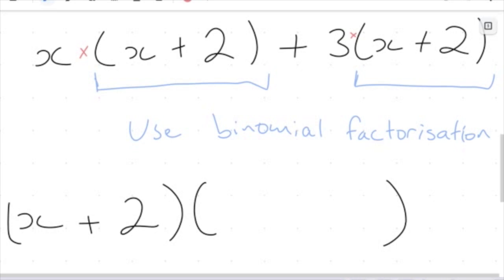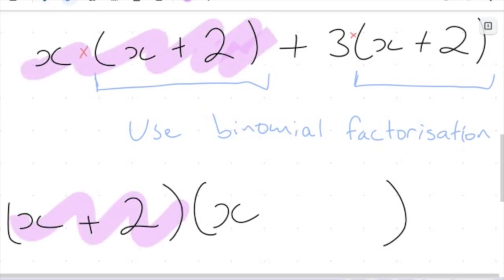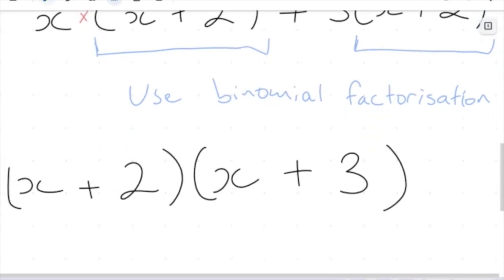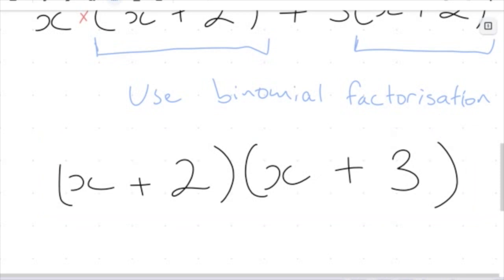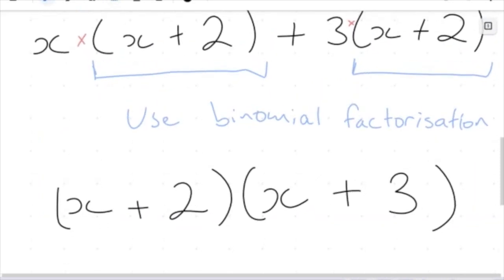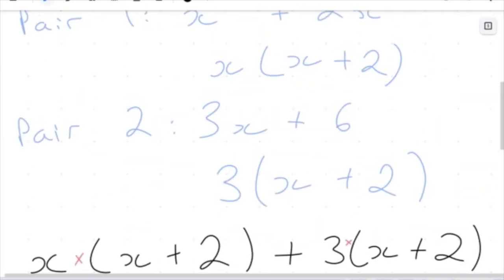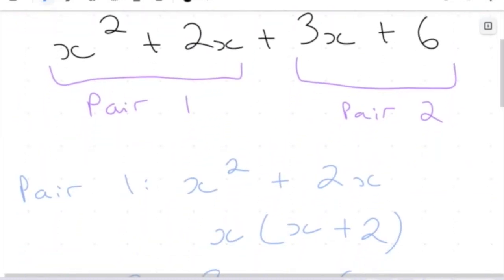Now, in my first term, I can see that x has been multiplied by x plus 2 in order to give me x outside of x plus 2. That's fairly straightforward. And the same thing happens for my other term, 3x, 3 outside of x plus 2. So when this is fully factorized, this looks like so. So we have provided a full factorization of this long expression here.